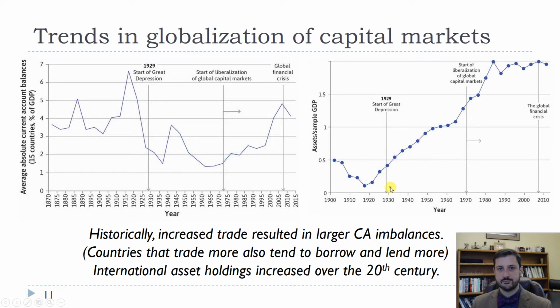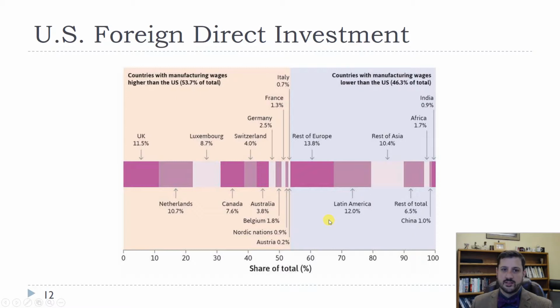So if we look at, for example, the United States, this is U.S. foreign direct investment, and we can see that most of U.S. foreign direct investment goes to Europe. So these are countries with manufacturing wages higher than the U.S., and these are countries with manufacturing wages lower than the U.S. And a lot of the focus has been on places like Latin America and China and other parts of Asia, but the majority of foreign direct investment actually goes to countries like the UK, Germany, Luxembourg, the Netherlands, etc.